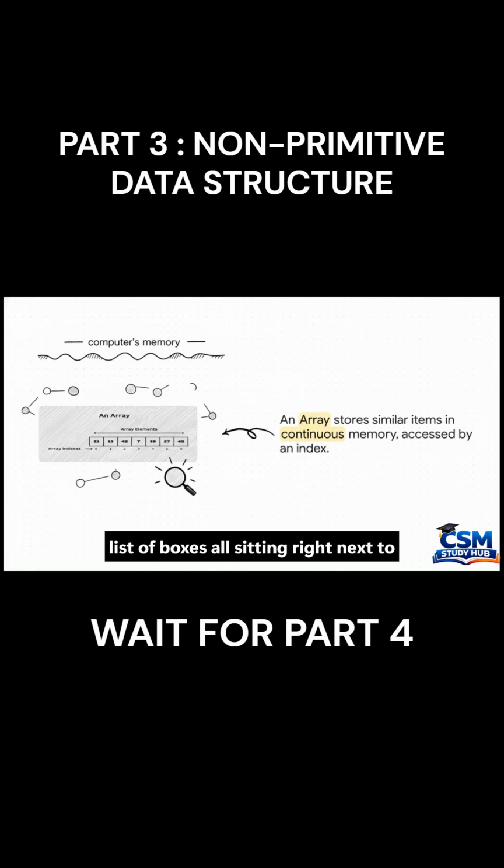It's pretty much just a numbered list of boxes all sitting right next to each other in the computer's memory. This makes them super fast for grabbing something if you know its exact address or its index. But here's the catch. If you want to add or remove something from the middle, you have to shift everything else, and that can be really slow.